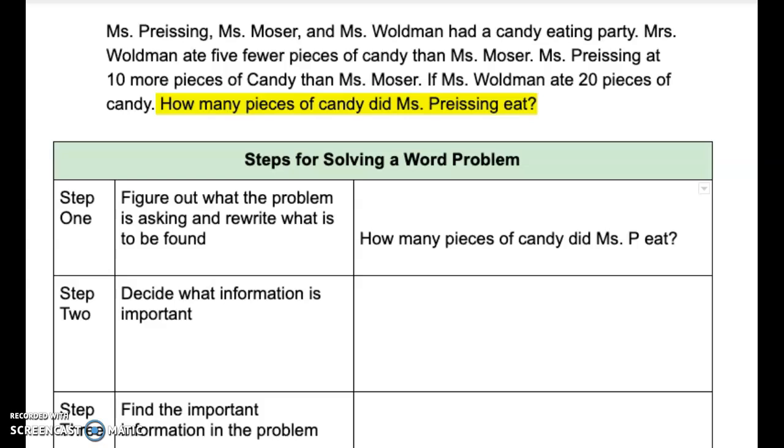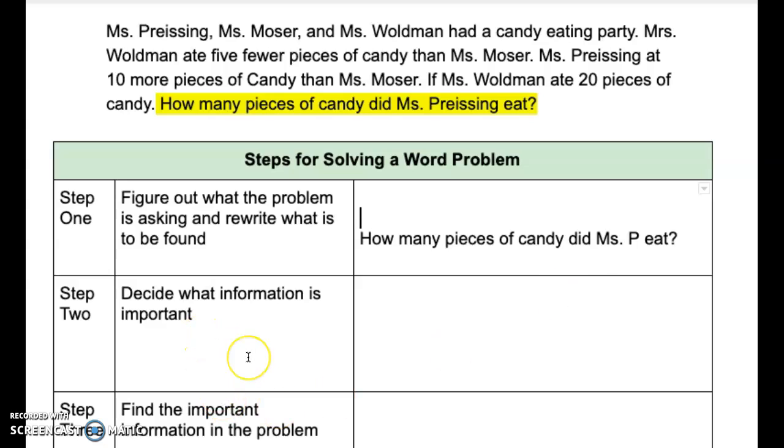Okay, I hope that you paused your video and you didn't just keep going so that you had a chance to think about this. So the first thing is, what was the problem asking? So I go through, I read all of it, and I see this clue word how, and how many pieces of candy did Miss Pricing eat? So I'm going to rewrite this part of my question. How many pieces of candy did Miss Pricing eat?